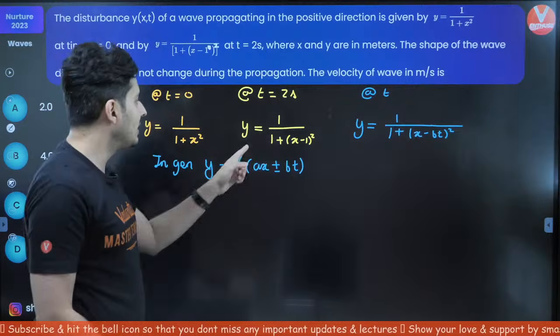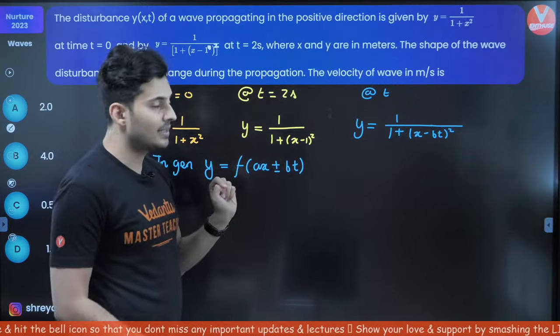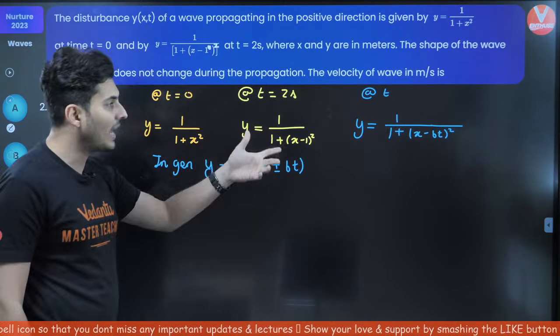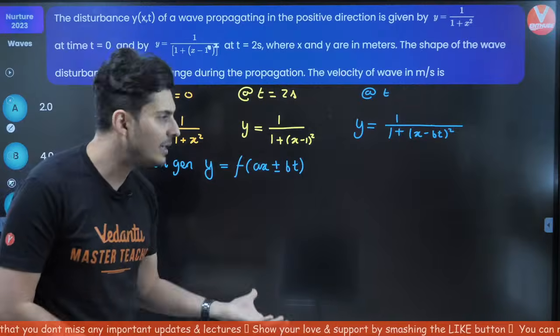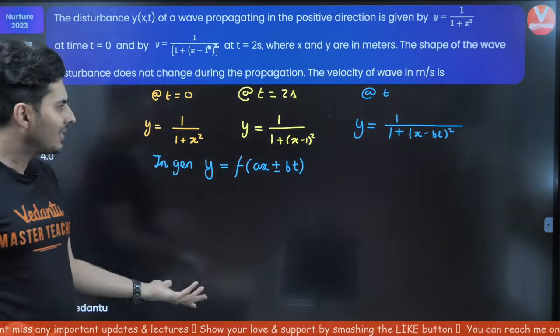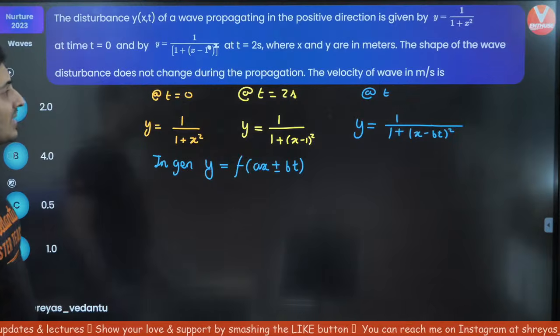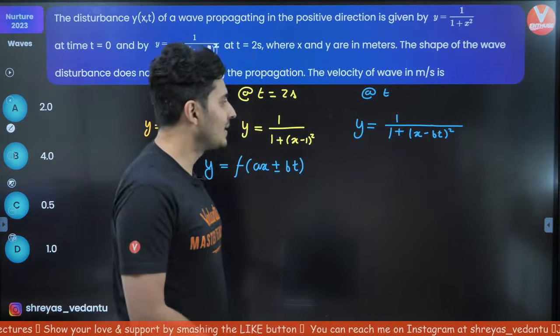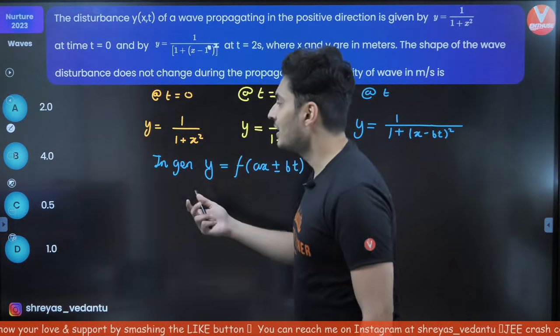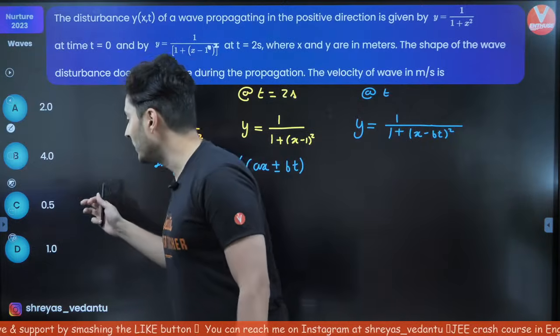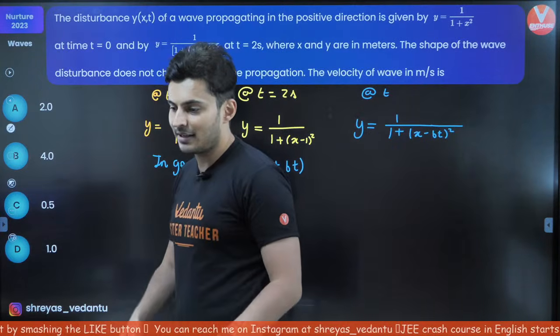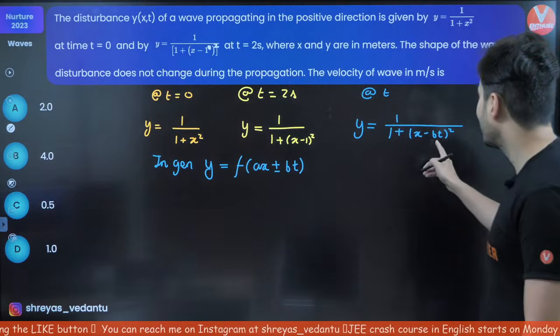Now, think logically. This is at 2 seconds. So can I somehow find the value of b, guys? I think so. It's not that difficult. And the question is, what is the velocity of the wave? This is in 2 seconds. Come on, what should be the answer? Is it 2? Is it 4? Is it 0.5? Or is it 1? Think about this.